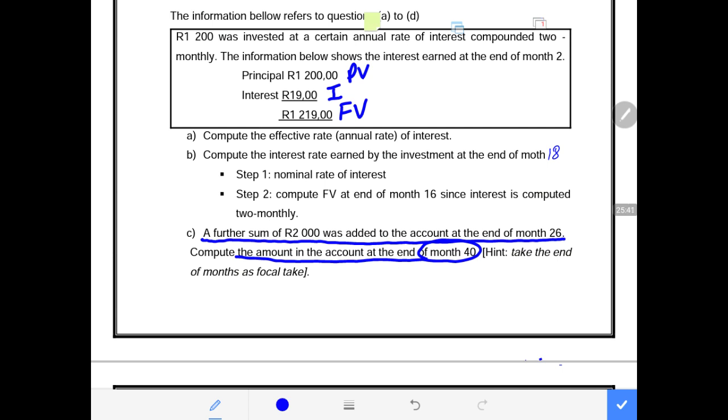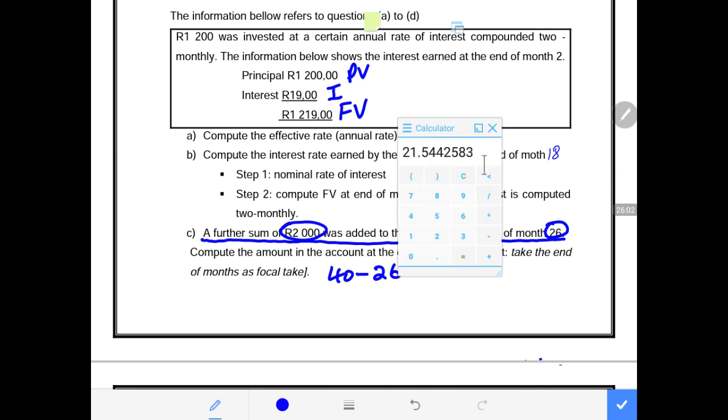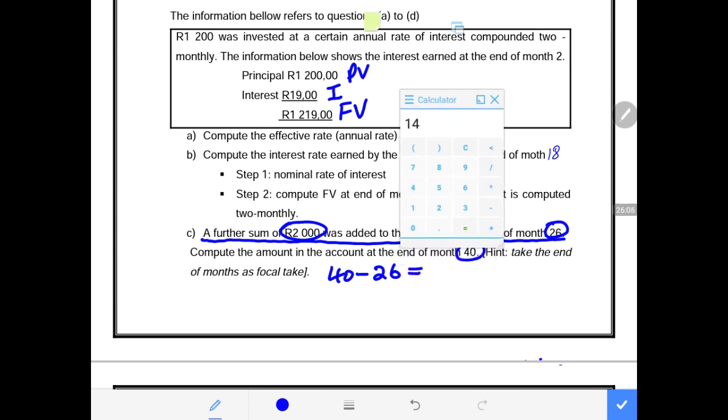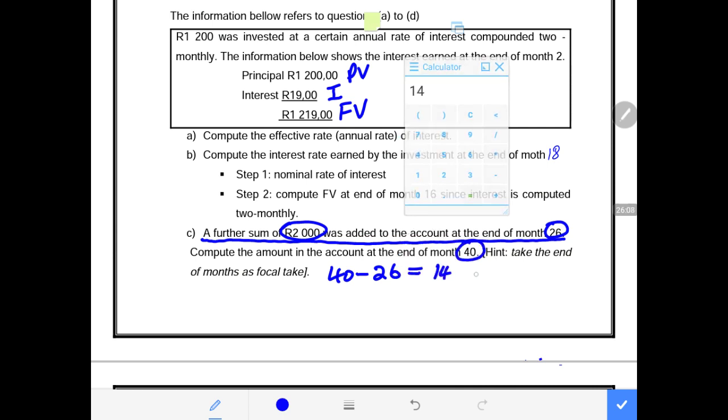Now let us continue on that note. There is an additional investment that was made at the end of month 26, and we need to know the balance at the end of month 40, meaning the 2,000 will be invested over a period of 40 months minus 26 months. This will give us 14 months.